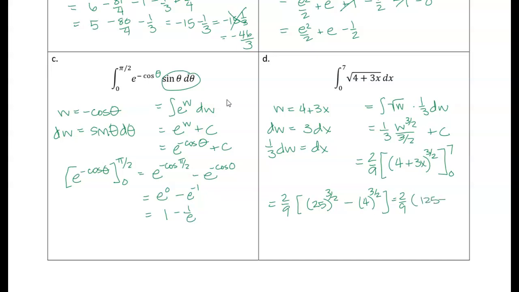Okay, and then the same way here, I can take the square root. It's the 3/2 power, so I can take 4 to the 1/2 power. This is the square root of 4, so that's 2. 2 to the 3rd is 8, so I get 8. And now if I simplify that, I get 234/9, and that actually simplifies all the way down to just 26. So that's my answer.